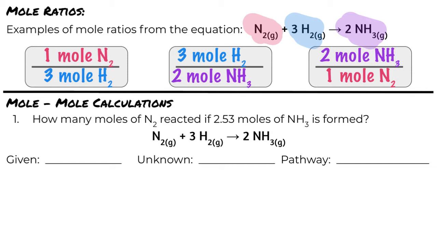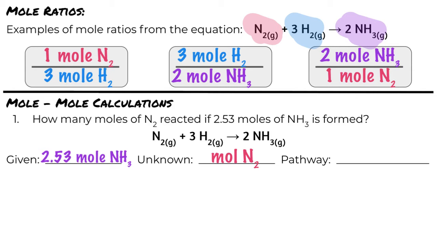How many moles of N2 reacted if 2.53 moles of NH3 is formed? First, we need to identify what we're given in this problem. Again, it's the same as the number with the unit, so we see 2.53 moles of NH3, so that's our given. Our unknown in this problem is moles of N2, so I am going to identify that as my unknown. So you can see we're not even dealing with H2 in this problem, and that is going to happen. You will only ever deal with 2 substances in any stoichiometry problem.